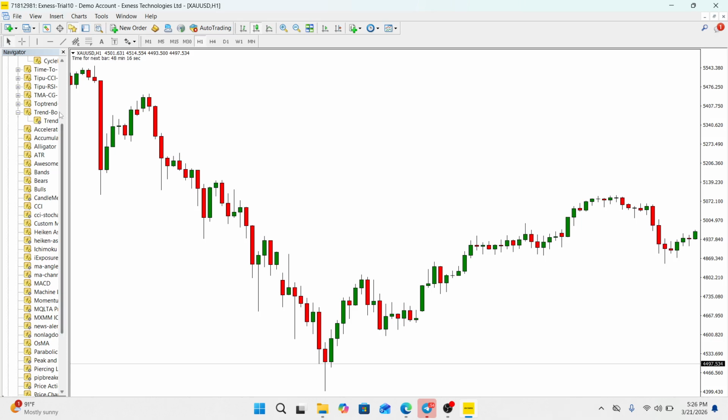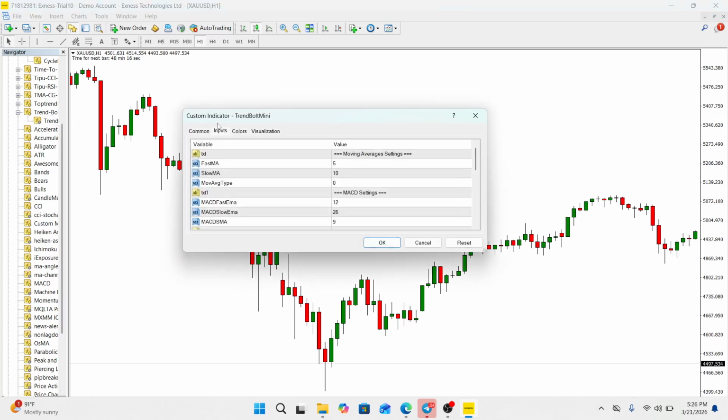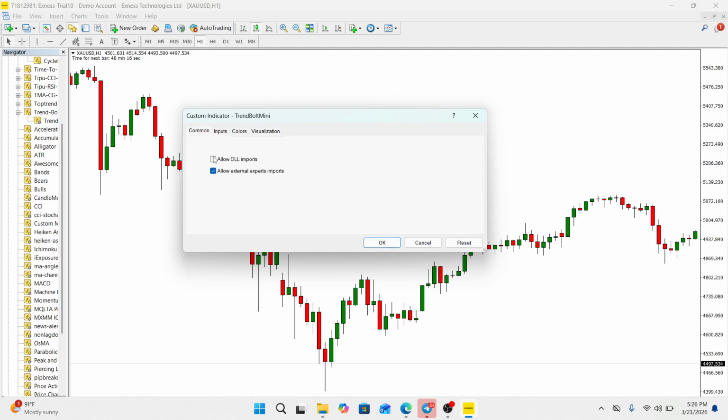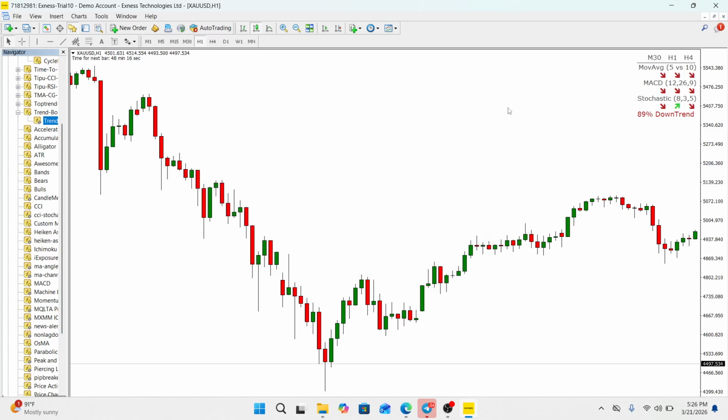At this point, I've loaded the indicator on the charts so you can see how it looks in real time. Remember to allow your DLL imports. Alright, there we have it. You can look closely on the charts at the top right.